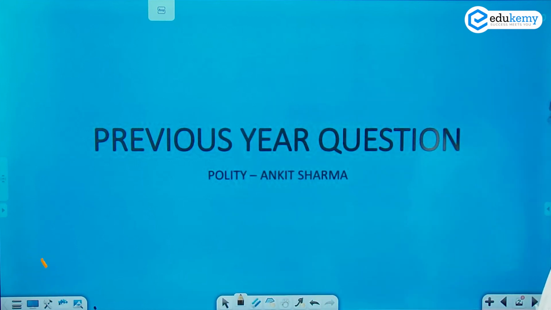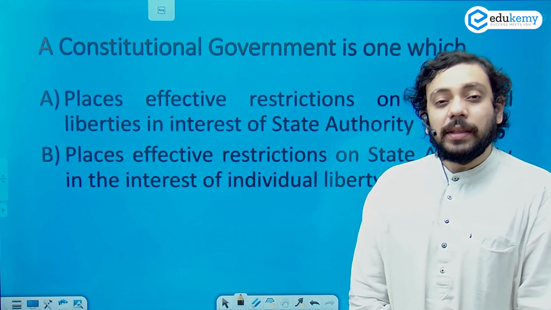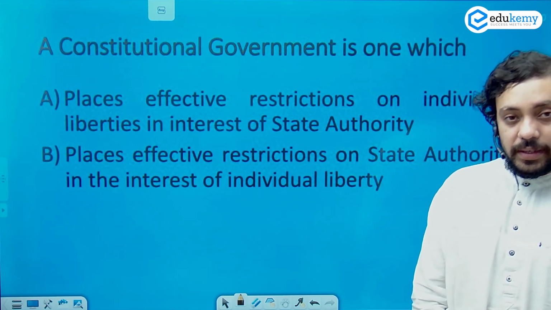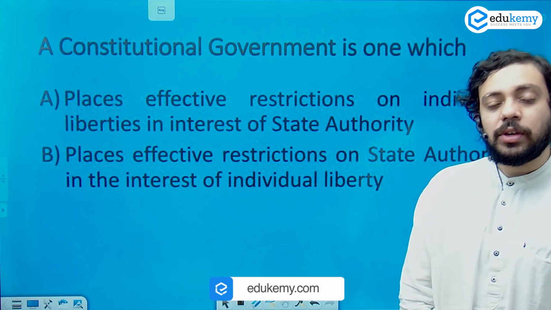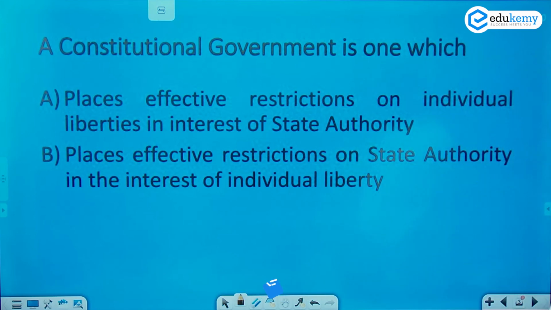The first question that we take today is related to the constitutional form of government. In the previous questions also we have discussed this idea somewhat, and we are going to continue developing our understanding and concepts from that question to solve this question also. It says this: a constitutional government is one which A, places effective restrictions on individual liberties in interest of state authority, or B, places effective restrictions on state authority in the interest of individual liberty.